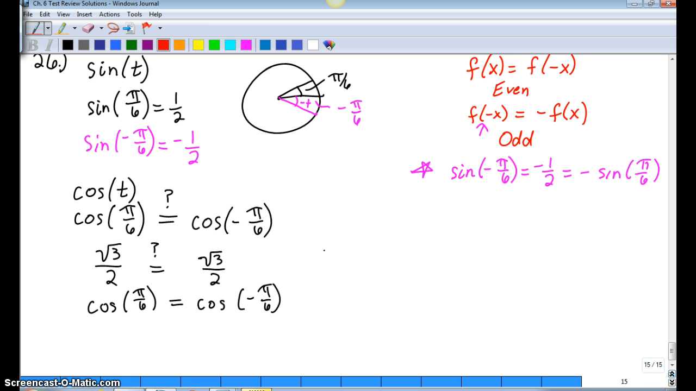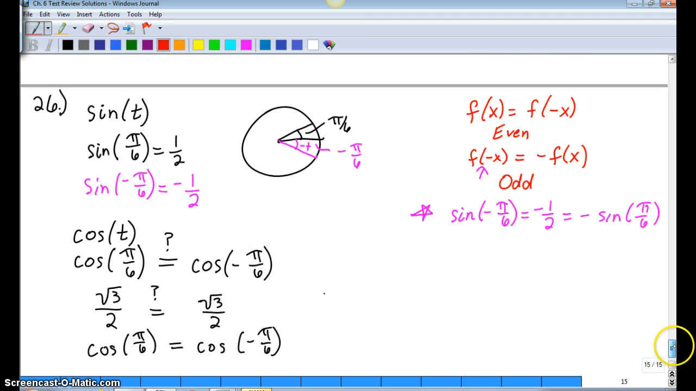Now tangent, let's see if we can fit it into this screen here. Tangent of pi over 6.